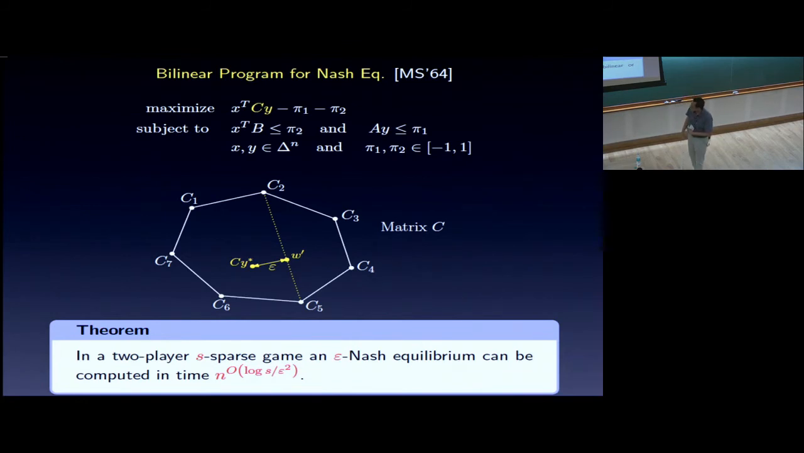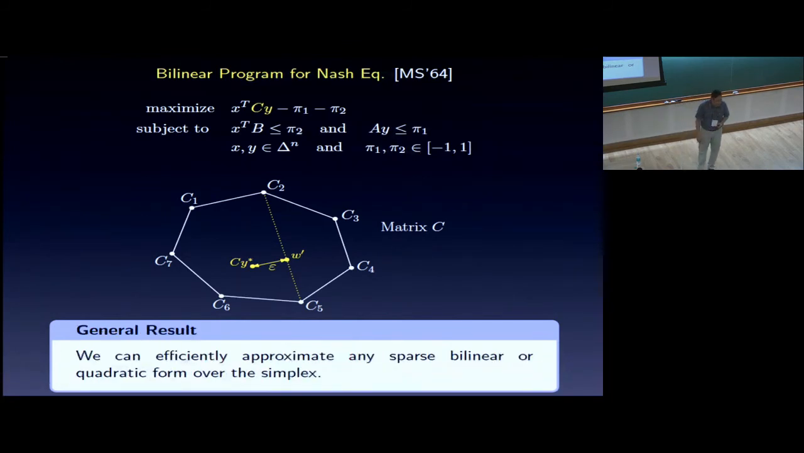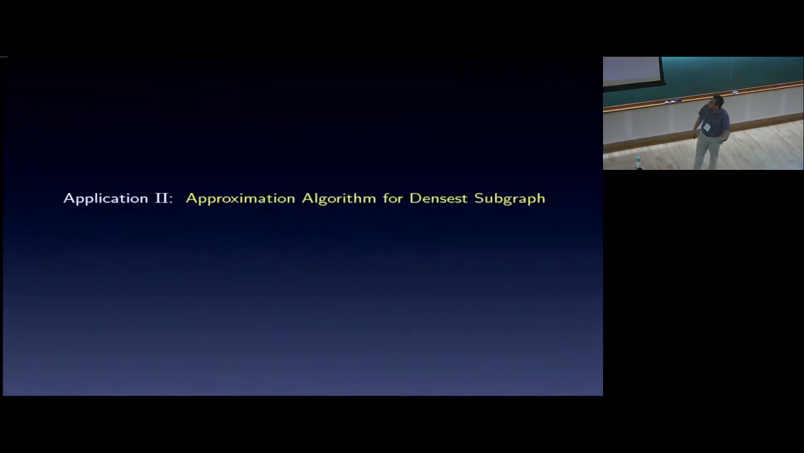That's it. So here's the general point that I never use the structural property of this bilinear program. Give me any quadratic program where the objective matrix is sparse, I can apply the same idea. I did not touch any specific properties of the bilinear program here. As long as the constraints are linear, I can just apply it to any sparse QP or bilinear program, and this sort of naturally gives me a second application, which is finding densest subgraphs.